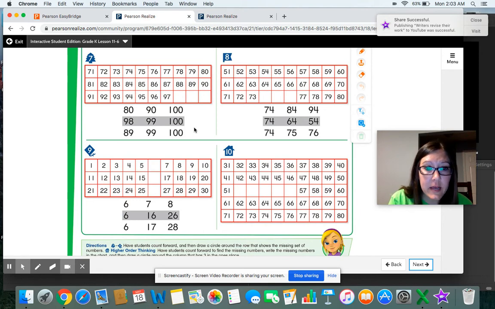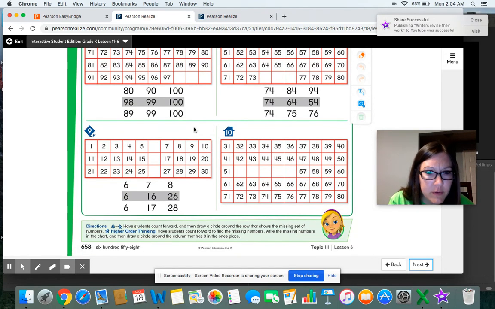For number 10 house, the directions are a little bit different. Let me read those to you. It says count forward to find the missing numbers, write them in the chart, and then draw a circle around the column that has a 3 in the ones place. I'm going to say that again.